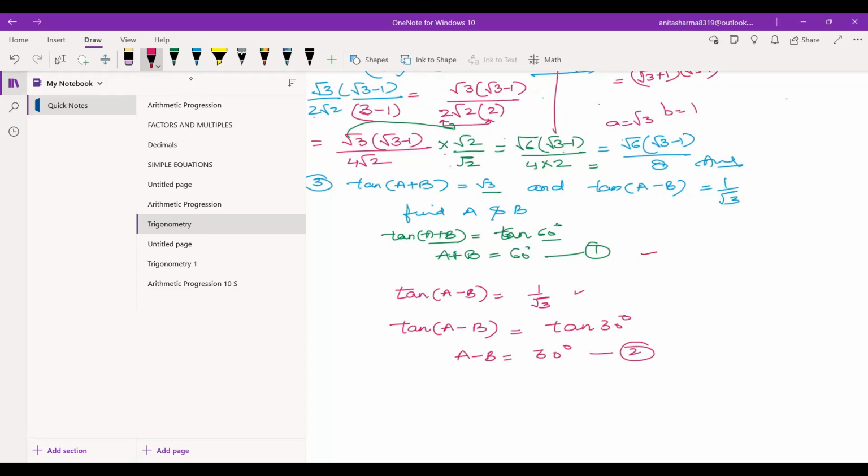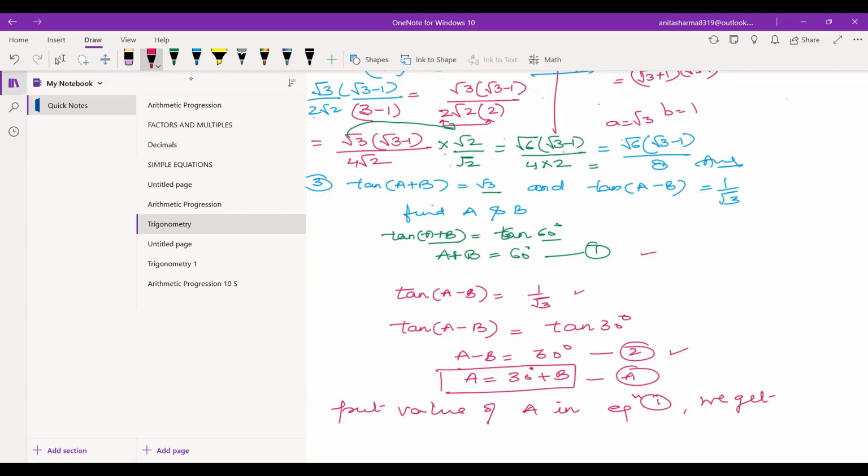Now you have got two linear equations in two variables A and B. So we will solve and find these values. So the value of A will be 30 plus B. Let this equation be A. Now put the value of A in equation 1. So we get A plus B is equal to 60 degrees. So instead of A, you will put 30 plus B is equal to 60 degrees.